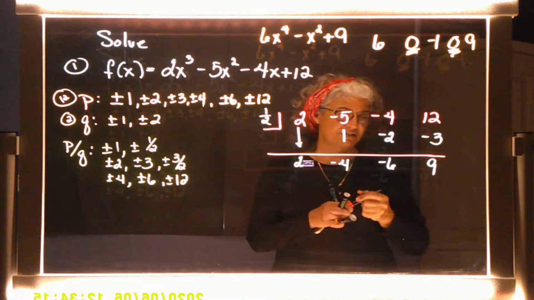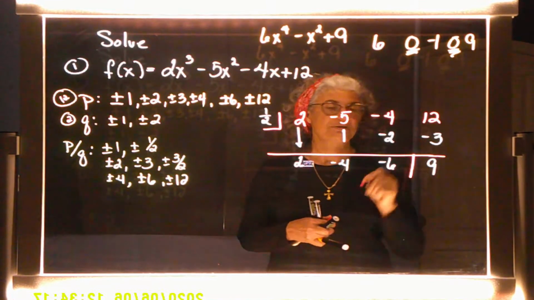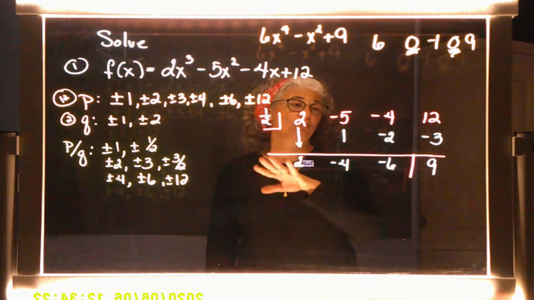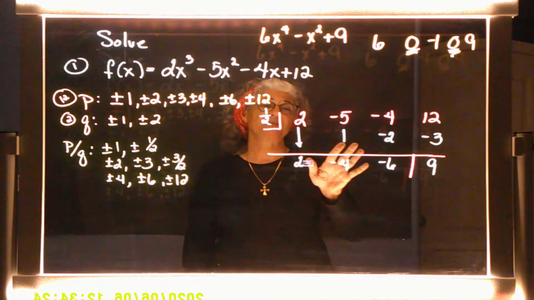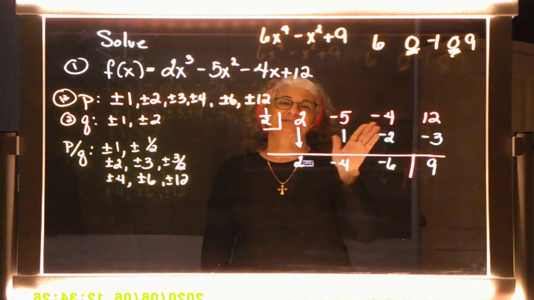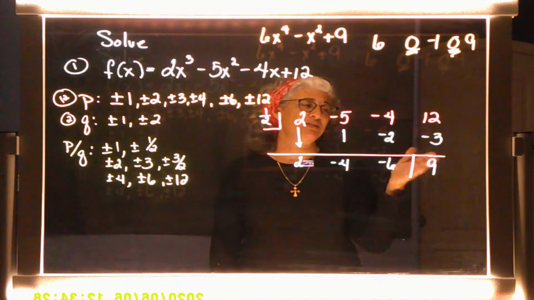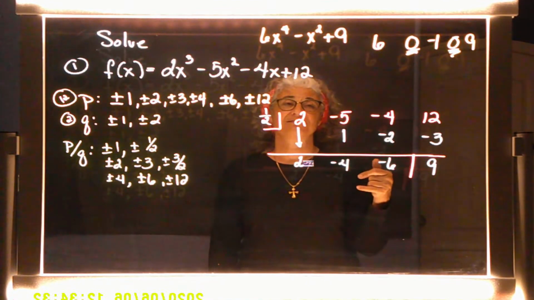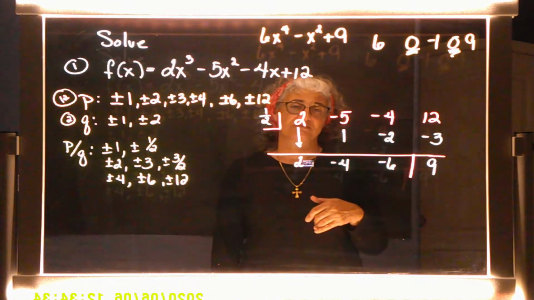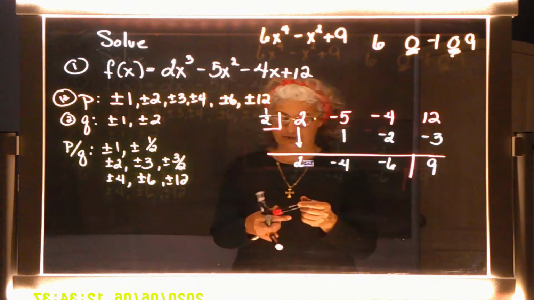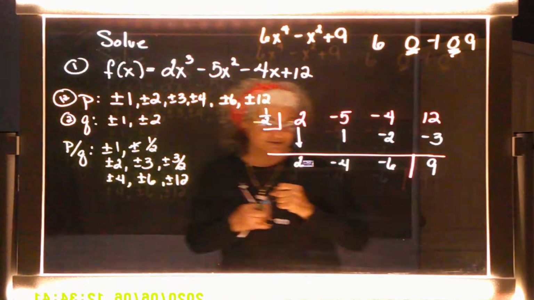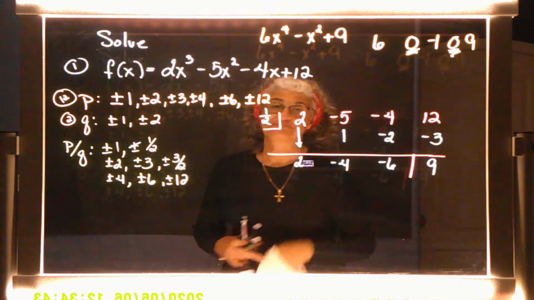Here's what you need to understand. This last number is the remainder. And the 1/2, it was working beautifully, right? But it didn't work. I ended up with a remainder of 9. I don't want a remainder of 9. I want a 0 remainder. So the positive 1/2 doesn't work. Nixing that out.